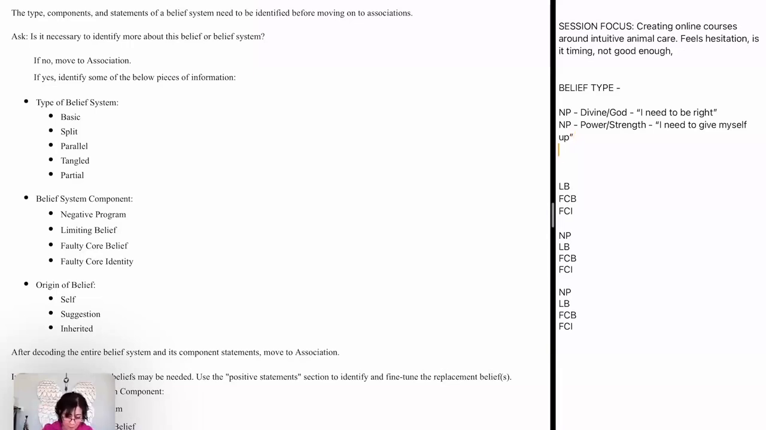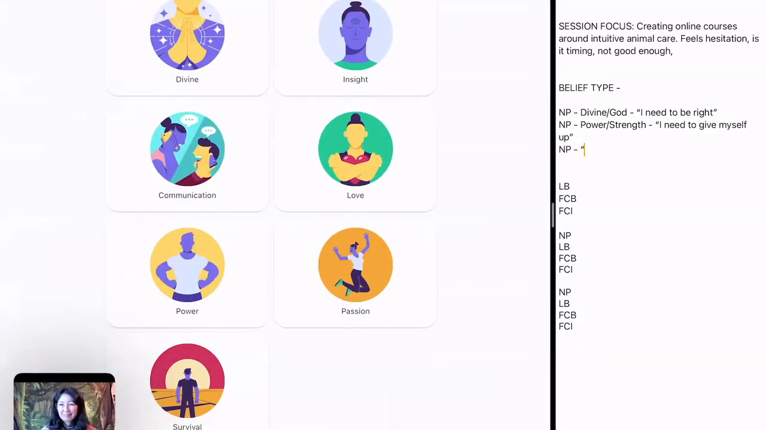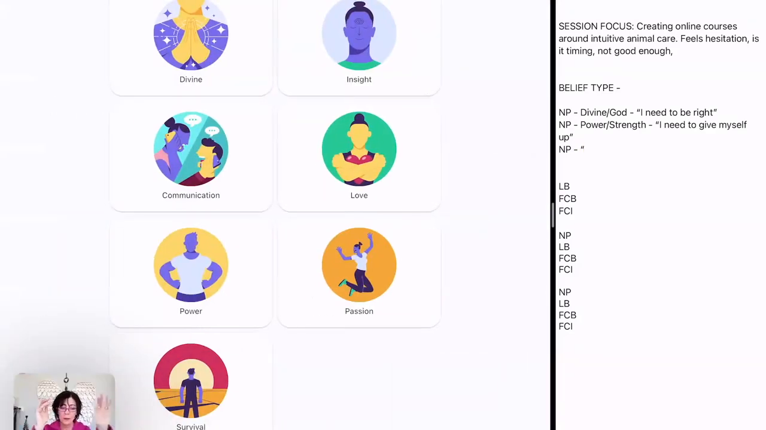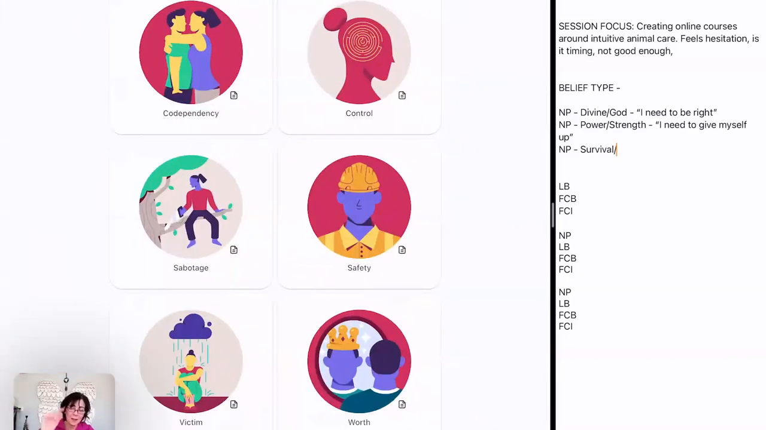Yeah. Okay. Let's find it. Love finding these things. And so where are we going to find this one? Are we looking here for something on the right side? No, we're still on the left side. Divine communication, power, survival. Okay, survival, right side, left side, no. So it's on the right. Is it control, safety, worth? Survival, worth.